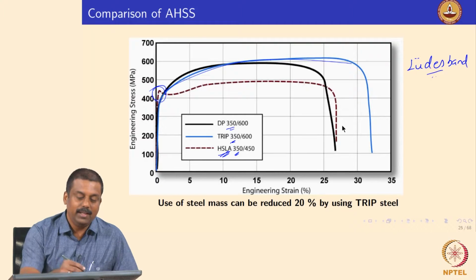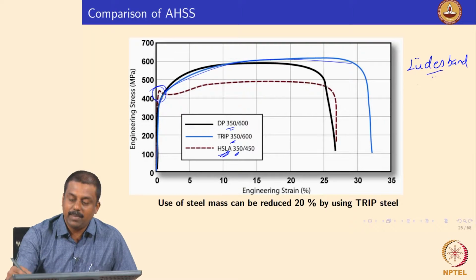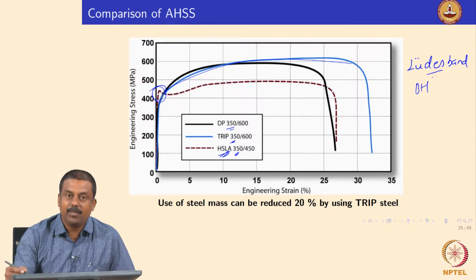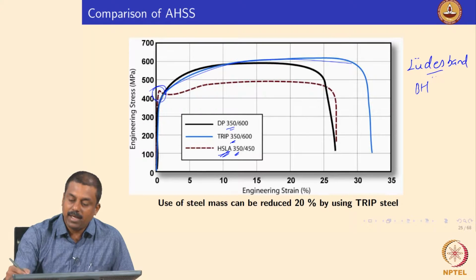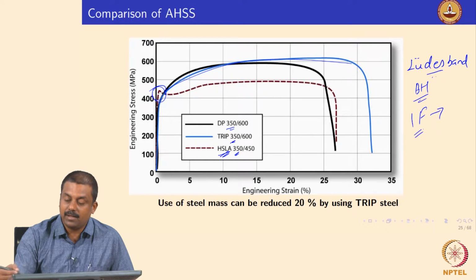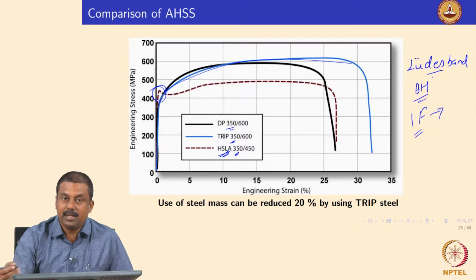So, apart from the HSLA steels, you look at it here. Only the bake-hardening steels would also show the Lüders band formation, because the carbon is still in interstitial positions. So, bake-hardening steel will also show the yield point phenomena, but IF steel does not show yield point phenomena or Lüders band formation. That is why the IF steels were very attractive in those days to make deep drawn components, because the IF steel does not have any carbon in the interstitial position.